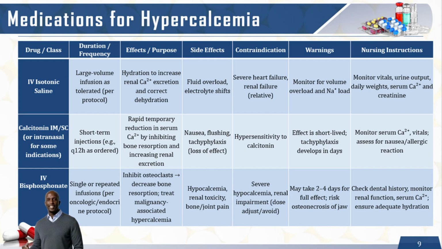Intravenous bisphosphonates inhibit osteoclasts, reducing bone resorption. These drugs inhibit osteoclast activity, making them excellent for malignancy-related hypercalcemia. Full effects appear in 2 to 4 days. Monitor renal function and assess dental history due to the risk of osteonecrosis of the jaw.